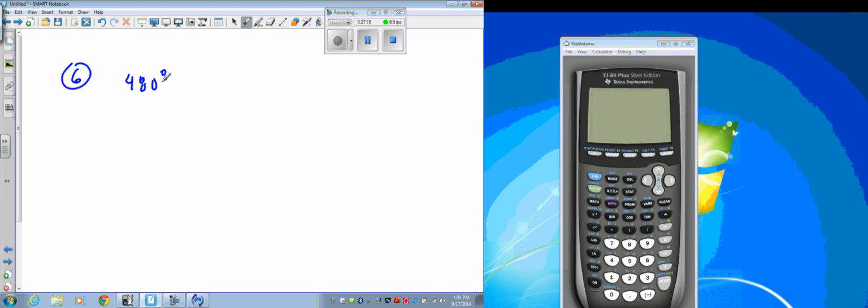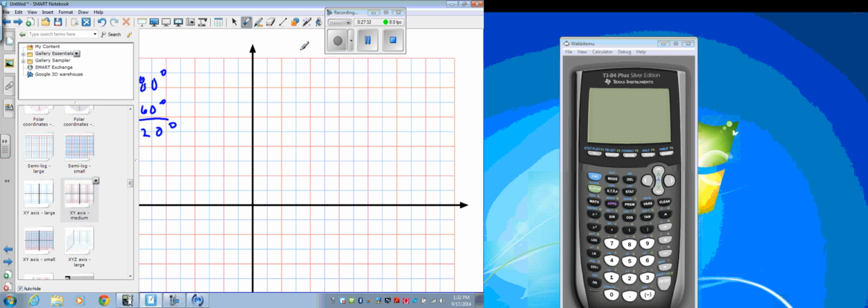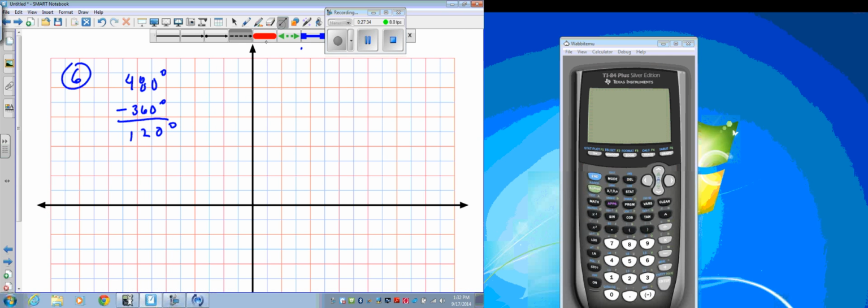Yeah, 480 degrees. What are we doing? Minus 360 or 360 minus. Well, no, you were subtracting 360. That's right. 480 minus 360 is 120. That's in the second quadrant. Okay. So we're up here.